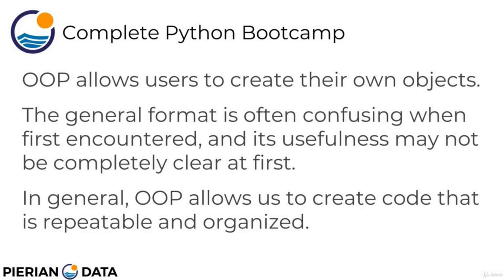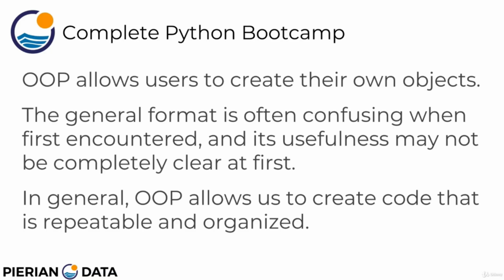And the general format is often confusing when first encountered, particularly because of the use of a self keyword. And its usefulness may not be completely clear at first for beginners. But in general, object-oriented programming allows us to create code that is repeatable and organized, and at a certain scale, you're going to need to understand how to work with object-oriented programming in order to make sure your programs themselves are flexible. And when you're working with outside libraries, you'll see how they make use of object-oriented programming in a lot of their code.